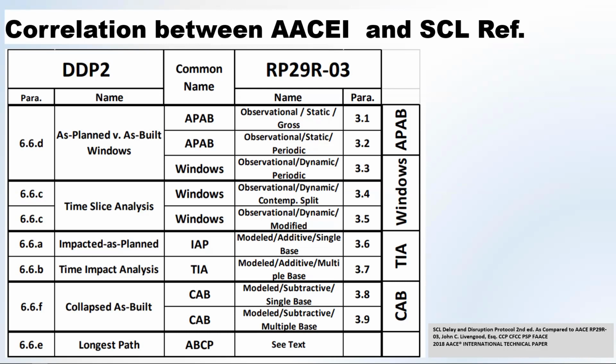Time impact as planned, sorry, is the 3.6. Time impact analysis is 3.7. Collapsed as built is equal to 3.8 and 3.9. And longest path is C-text, which is mentioning what I mentioned in the previous slide, that we can use the loss of productivity to calculate it without even going to Primavera.